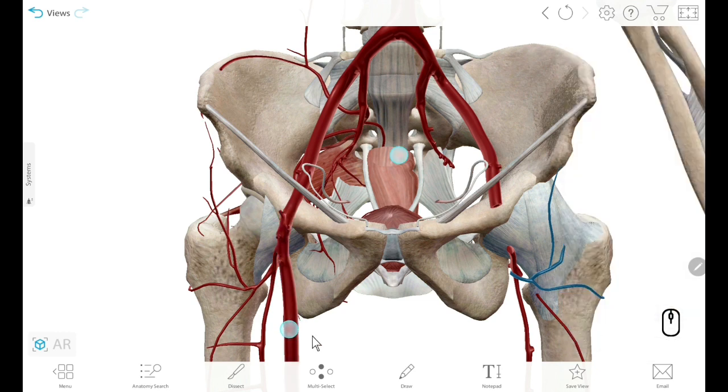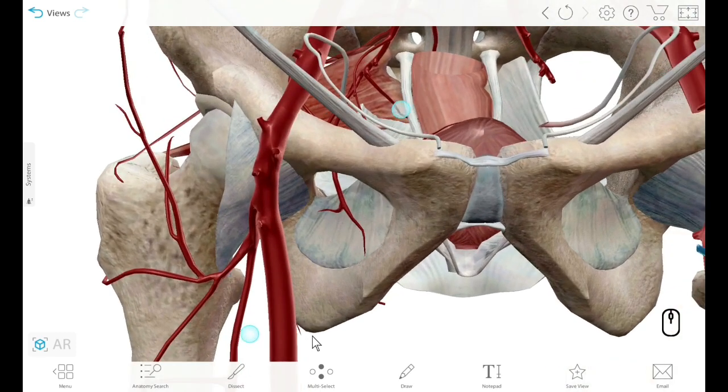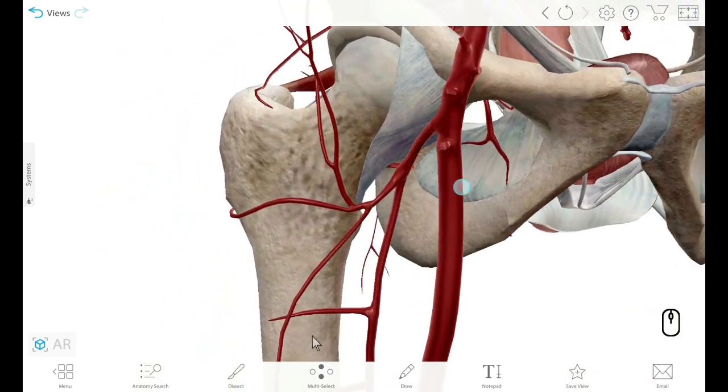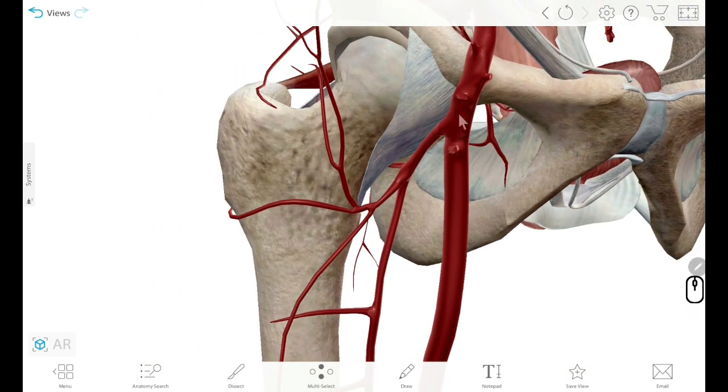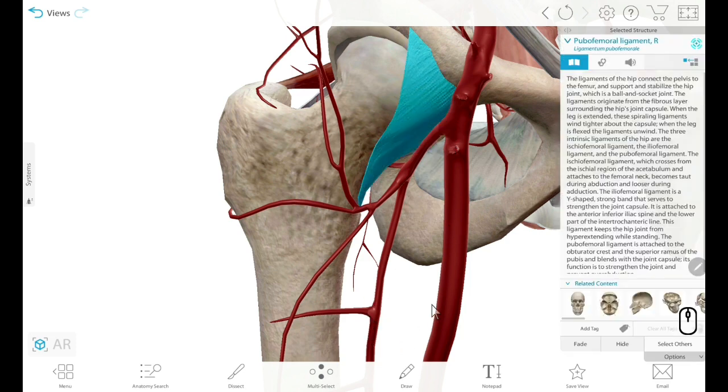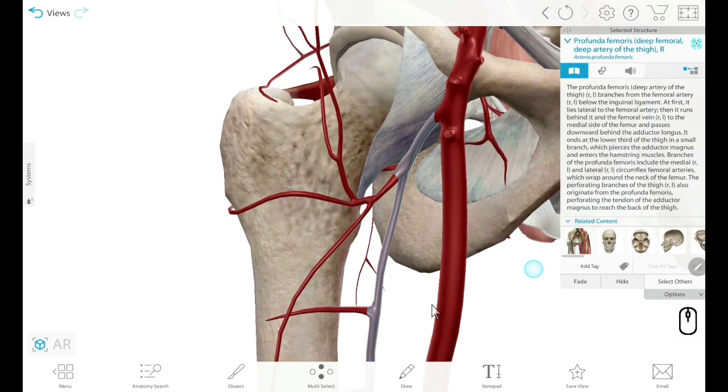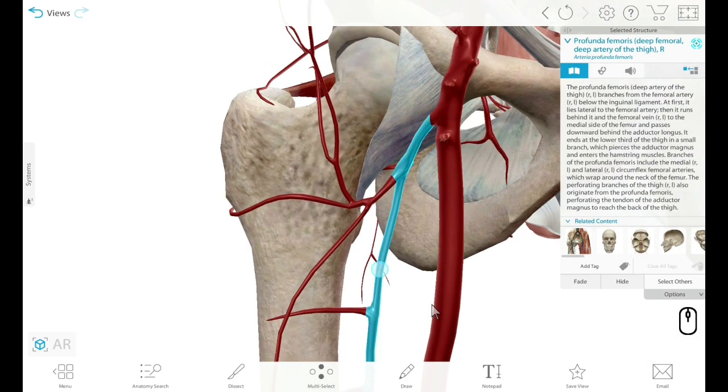The femoral artery gives a branch which lies deep in the femoral region. So the term we use for deep is profunda, and since it lies in the femoral region, this artery coming out from the femoral artery is known as the profunda femoris artery. So this artery is the profunda femoris artery.